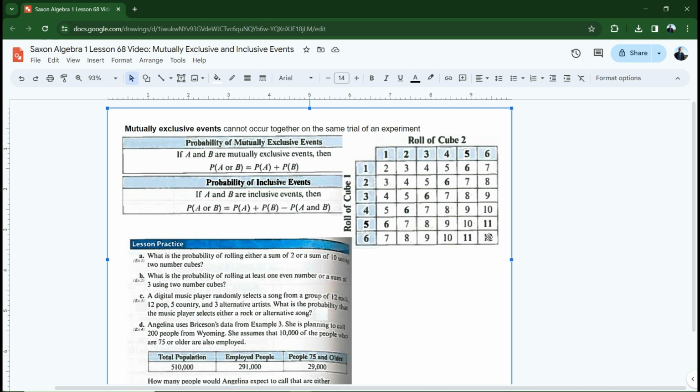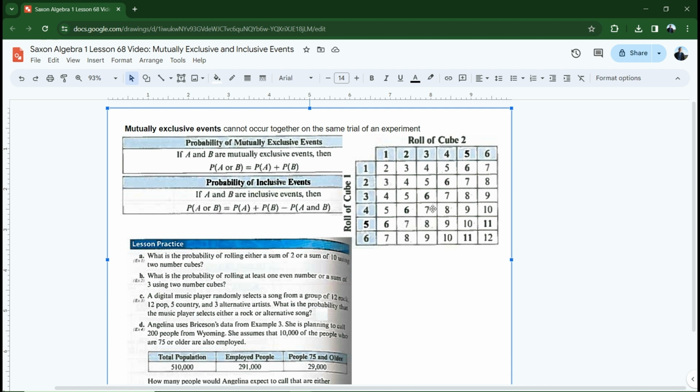So inclusive events can occur together on the same trial of an experiment. I roll a 6 and an even number. To deal with that, here's what we need to do. We add the probability of A, probability of a 6, 5 out of 36, and the probability of B, the probability of an even number, that's 18 out of 36.